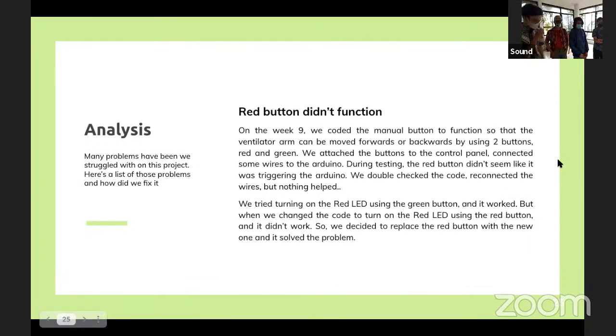The second problem we faced was the red button. This button wasn't functioning in week 9. After we searched for the problem, we found it's because the old button was broken, so we replaced it with a new one.